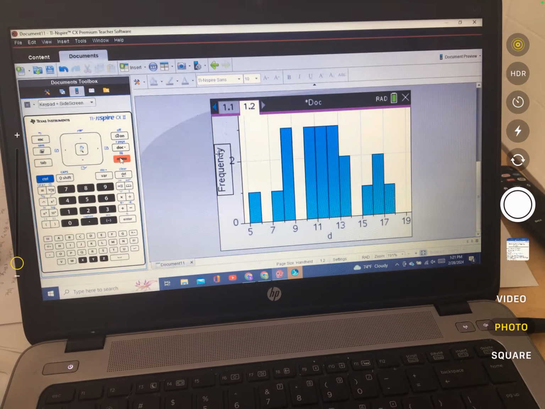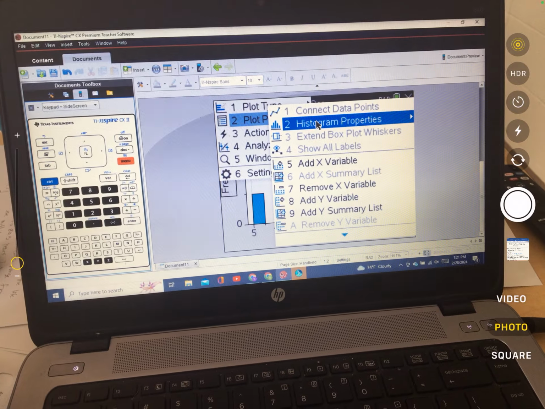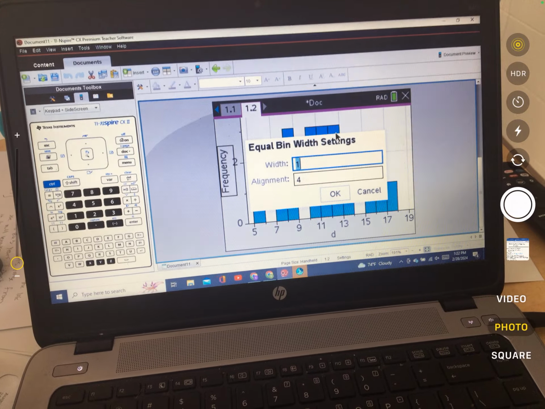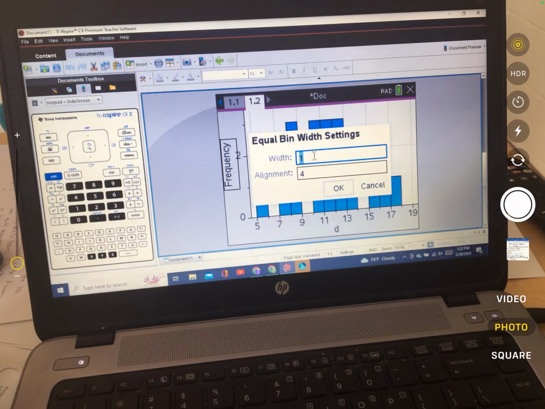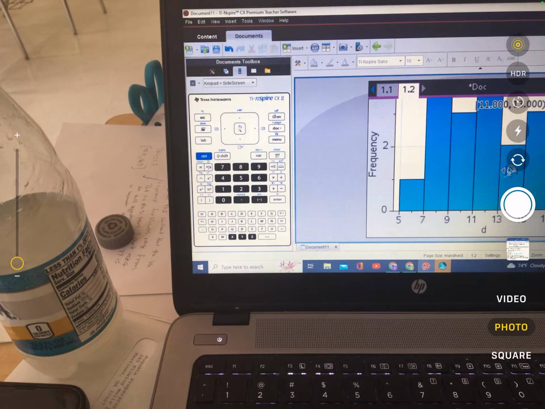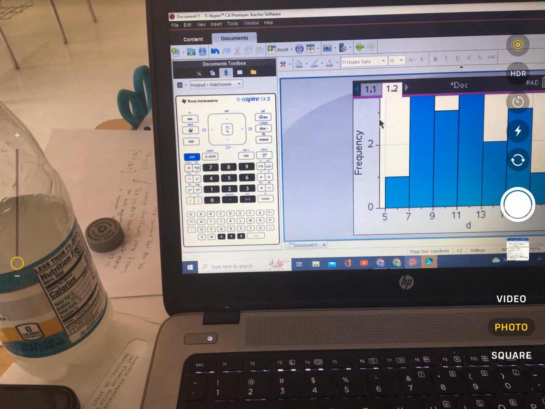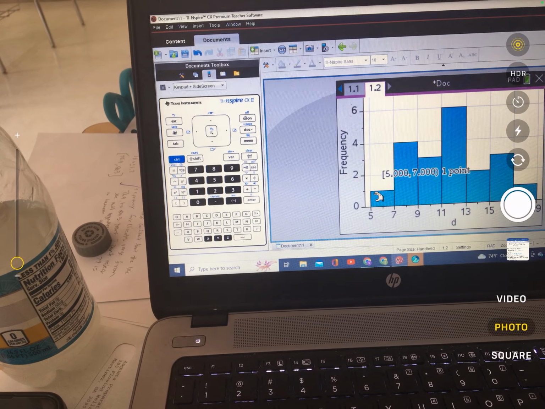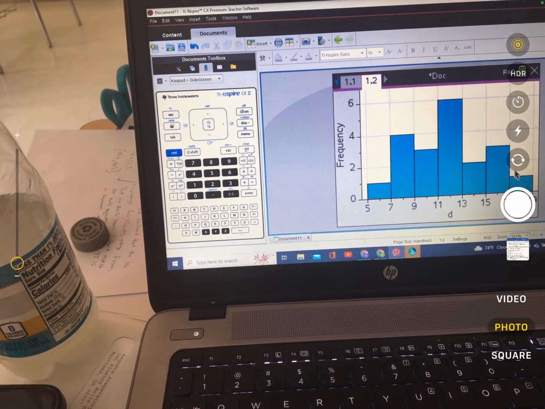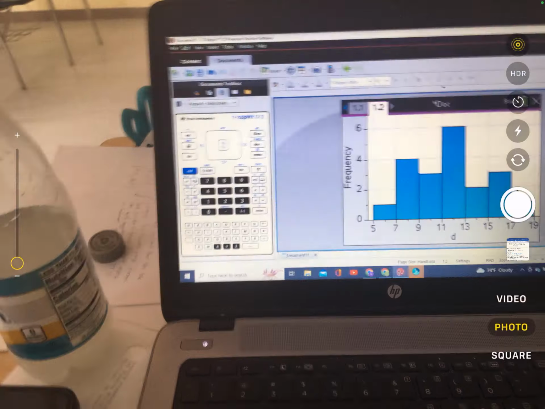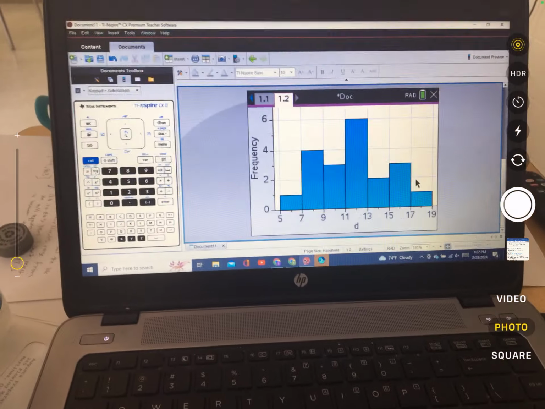So I'm going to menu, plot properties, histogram properties, bin settings, equal bin width. I'm going to make it go by 2s starting at 1. Now if I drag that down, I think we could see that the distribution of the saturated fat grams from brand D is roughly symmetric with no outliers. Okay, so I'd have to provide that picture and write that sentence.